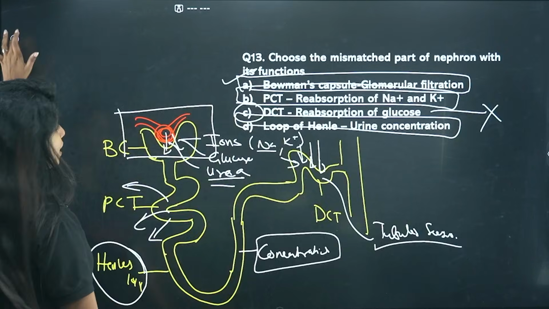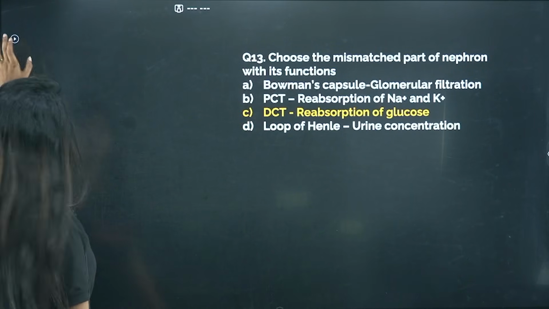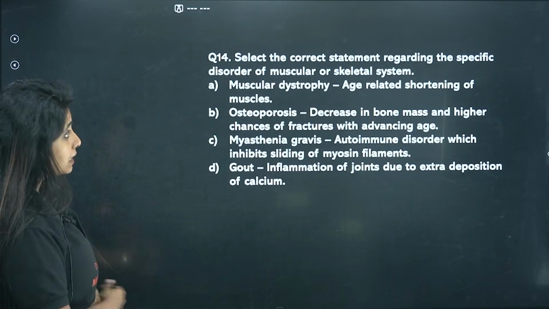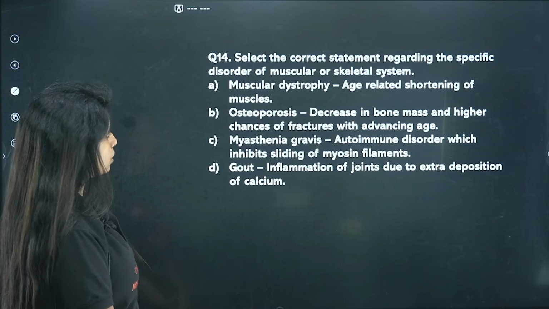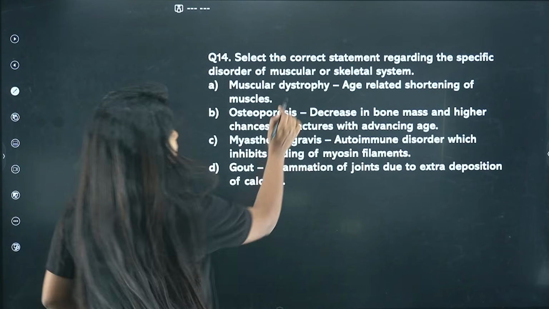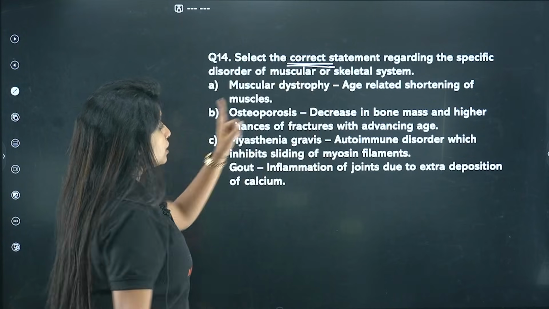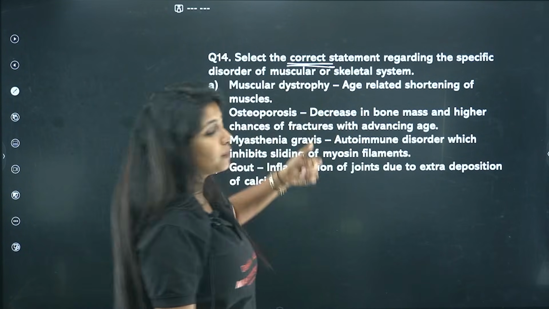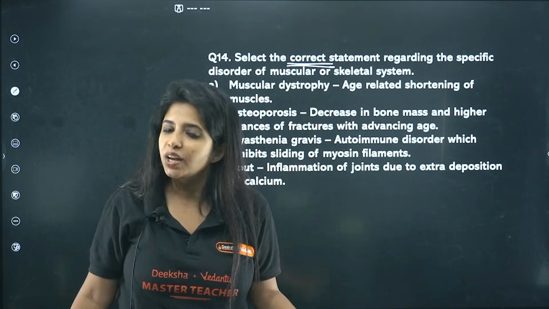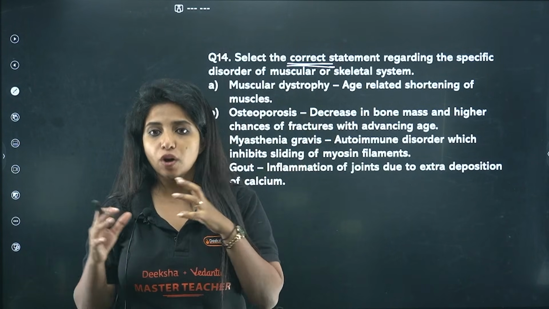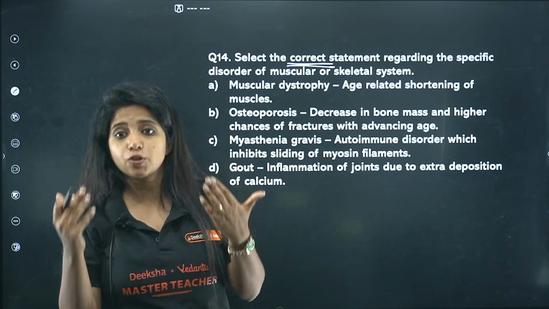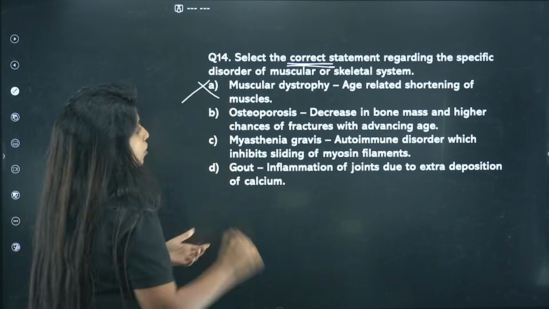So choose the mismatched pair. This is the mismatched pair. 14th question. Select the correct statement regarding the specific disorder of muscular or skeletal system. You have to find the correct one, so whenever you have to find the correct one, underline that. Muscular dystrophy, age-related shortening of muscles. Does everyone have it because we are aging? No. It's a genetic disorder where you have weakening of the muscles. There is no shortening of the muscles and it is not at all age-related. This particular thing would be definitely wrong.